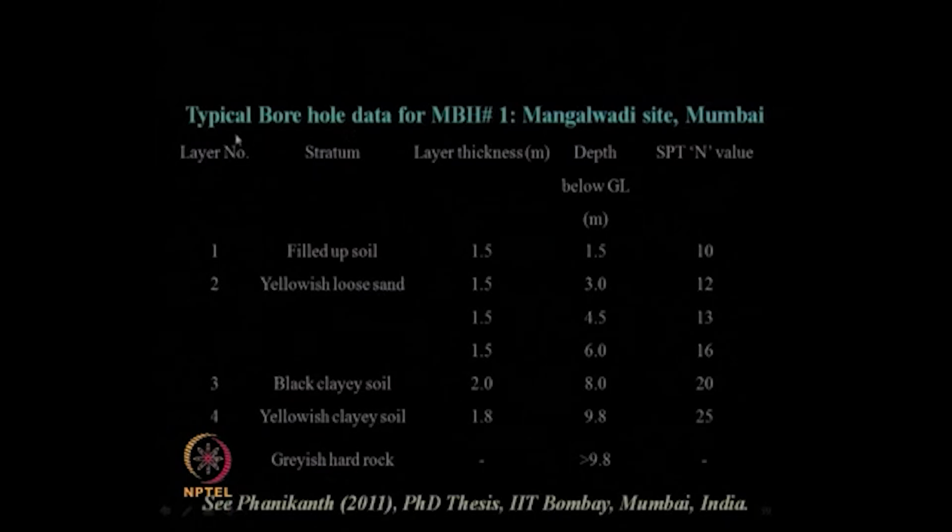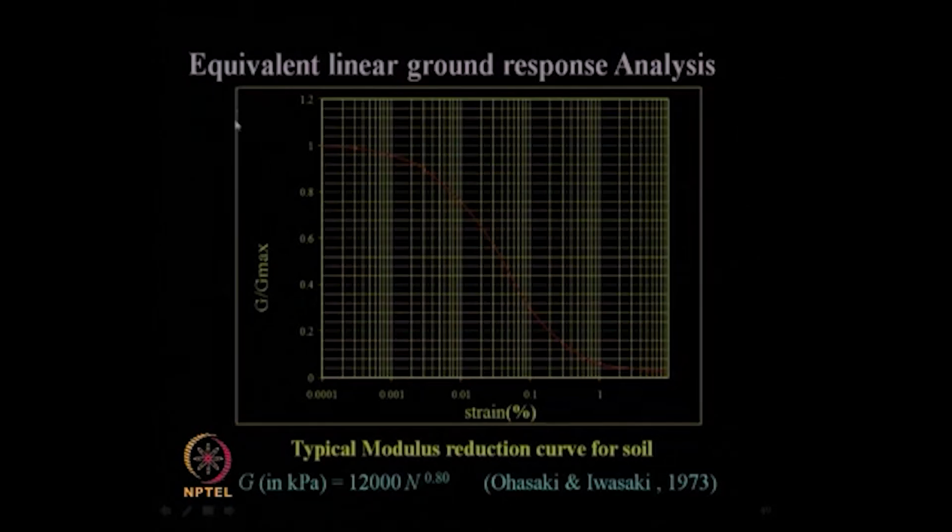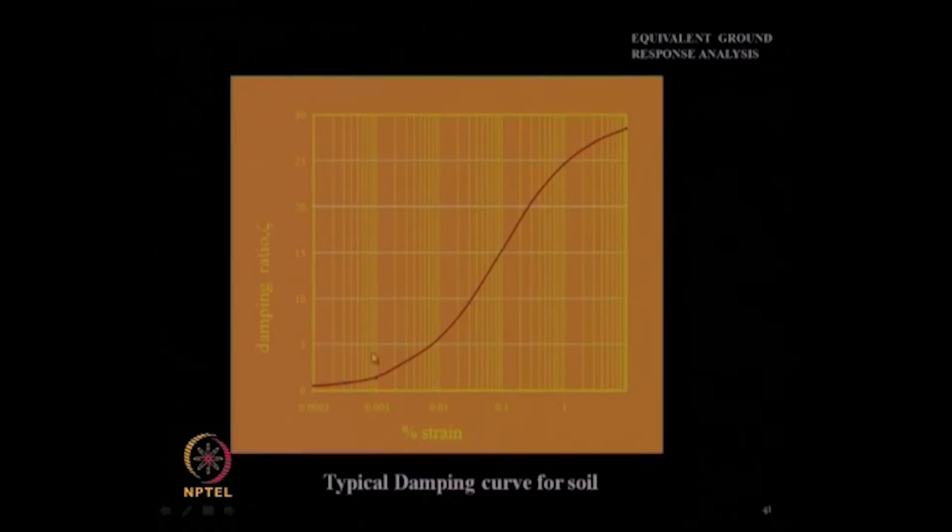We have already discussed that for various borehole data at different sites at Mumbai city, like Mangalbari site, the basic soil information data, soil layers, SPT N value were collected and the dynamic soil properties later on were obtained. From that you will get the equivalent linear ground response analysis. To do that, the important input parameters you require is the modulus reduction curve, which is nothing but G by G max versus cyclic strain. Also the damping curve versus cyclic strain you require for your equivalent linear analysis.